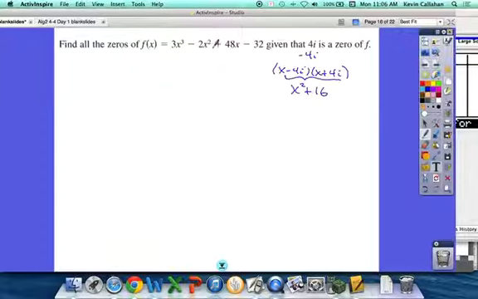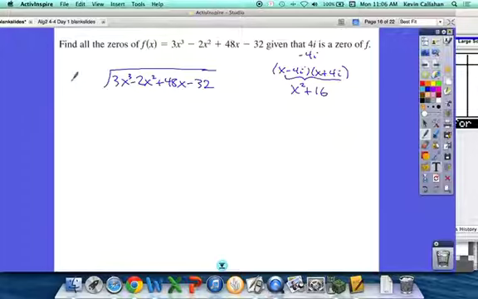Right? And how are you going to divide it out? Can you do synthetic division? Remember, you only do synthetic division with linear factors. You have to do long division with this. Okay, so let's do long division. 3x to the third minus 2x squared plus 48x minus 32. And we're dividing by x squared plus 16, right?